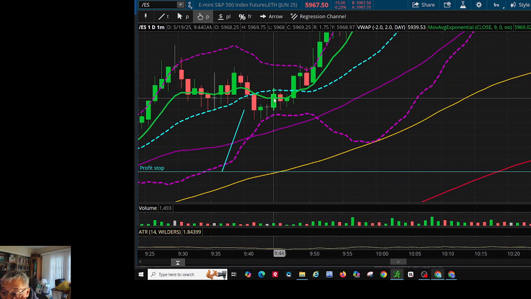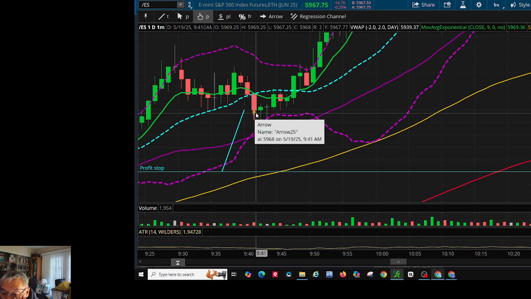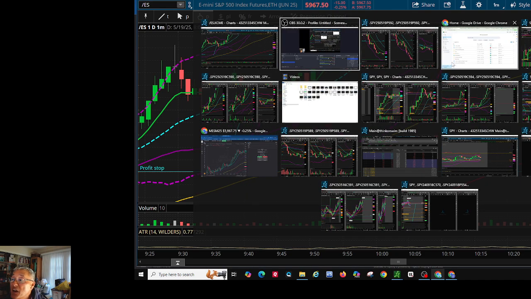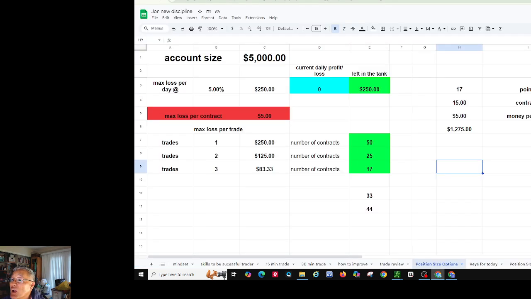So if your initial entry was through here, with a third position size, let's say, that's going to be 5 minis. What that means is a 5-point stop on 5 minis at $5 per point. Your max loss would be $125. Okay, that's what you're looking at.